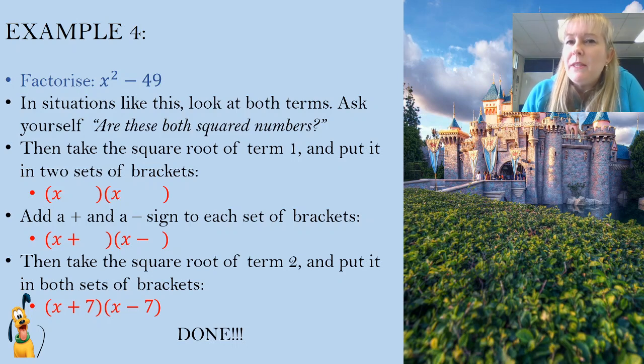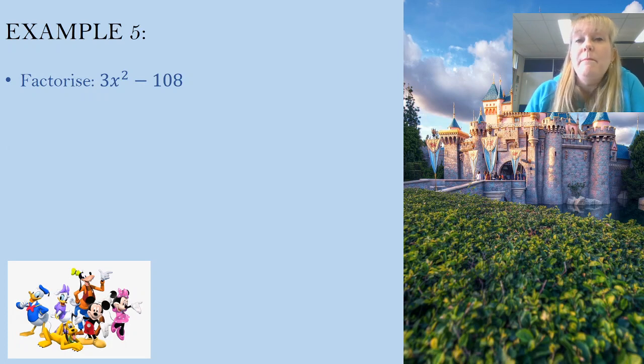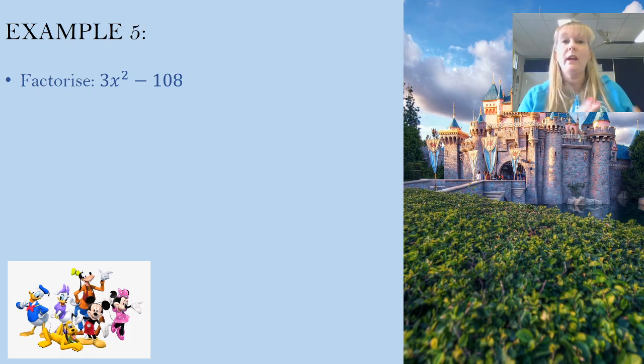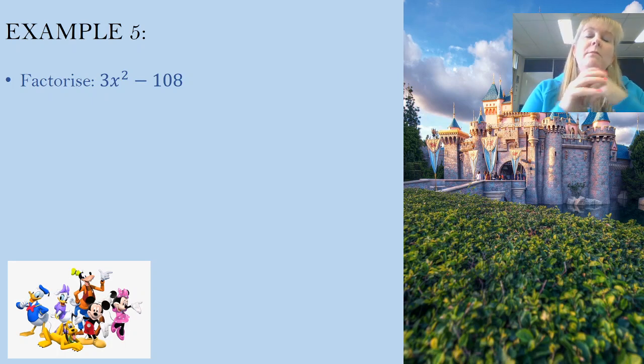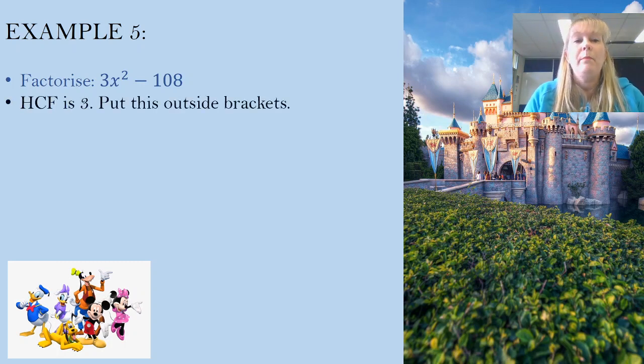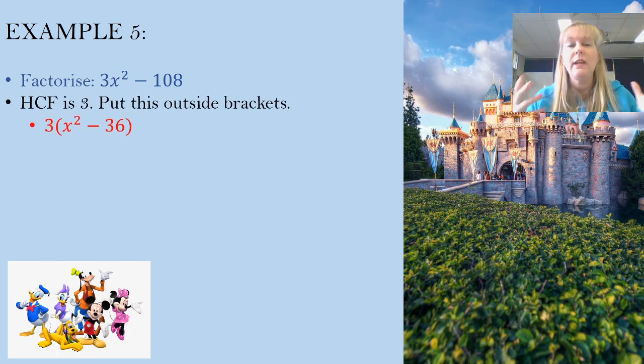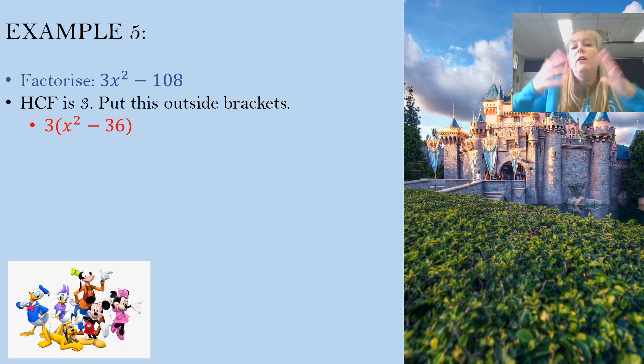Let's do this one more time with a slightly more complicated situation. Example 5 is 3x squared minus 108. Now, straight away, I'm going to look at this and go, oh, I've got a squared, I've got a takeaway, maybe I can use DOPS. But hang on a minute, the coefficient 3, that's not a squared number, and neither is 108. So I've got to go back to my original way of doing things and find the highest common factor, which is going to be 3. I put that outside the brackets, and inside the brackets is the rest of my information, x squared take away 36. Now, a lot of people will just stop there and they won't go any further.